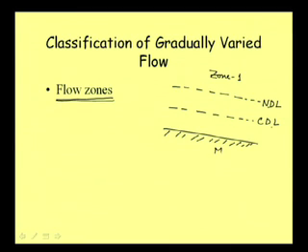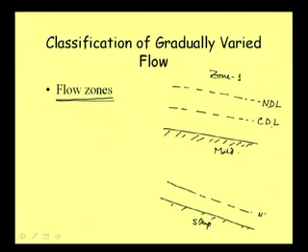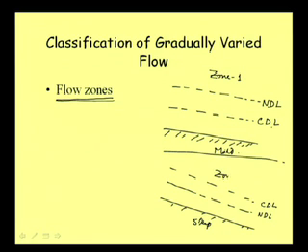That means, suppose I draw this as a mild slope, and say if I draw another slope, it is steep. Okay, this is steep slope. If it is steep slope, NDL will be here, and CDL will be above NDL. Then for this steep slope channel, this will be zone 1.